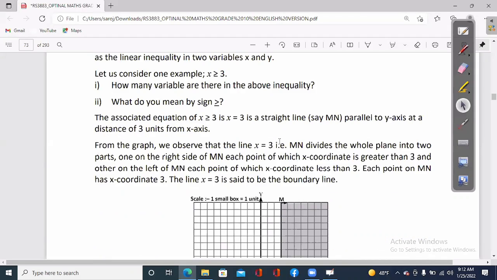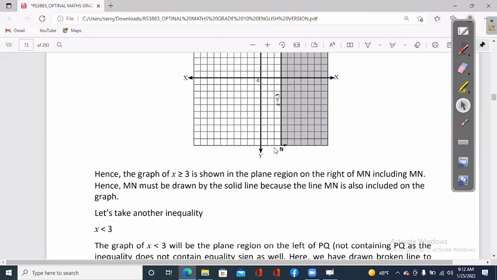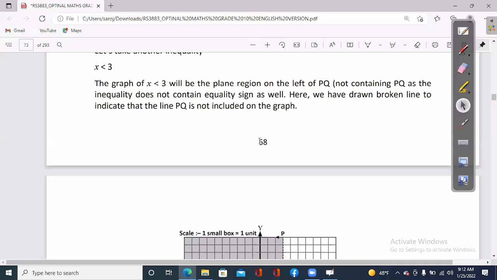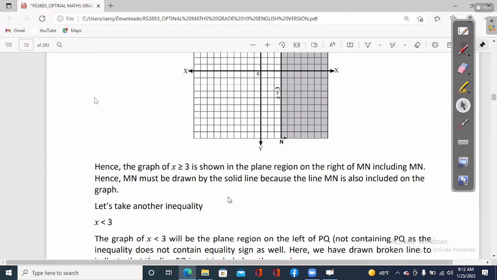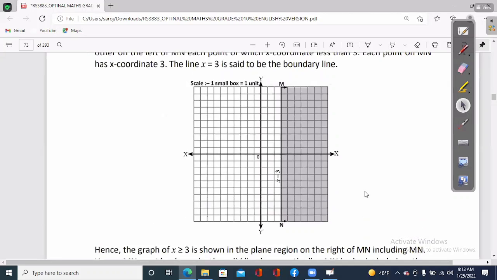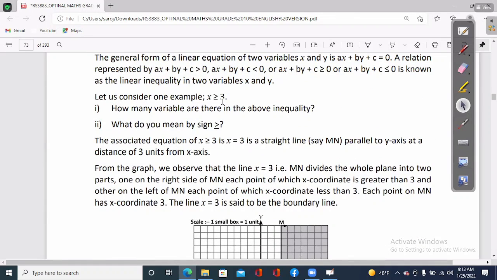Now you can see, all of you. First of all, let's go to this. x is greater than 3. Now, this inequality we are going to show. If x is greater than 3, then how to show? First of all, this is the boundary line, x equals 3. Then we know that if there is only variable x, then it should be parallel to the y-axis. You can see it is parallel to the y-axis.